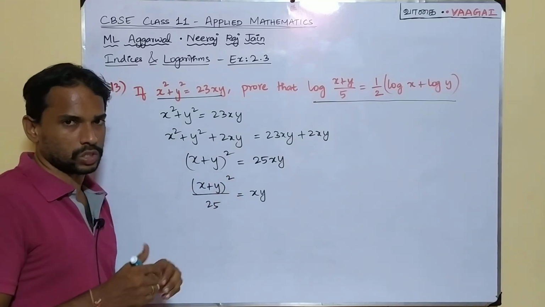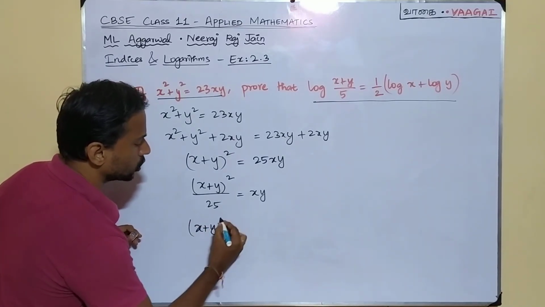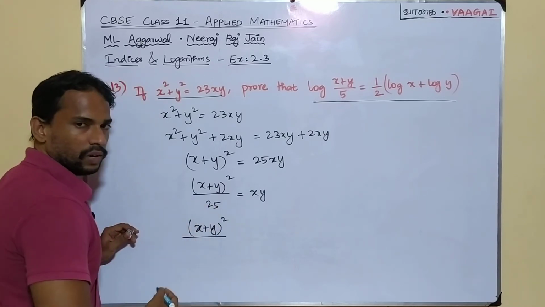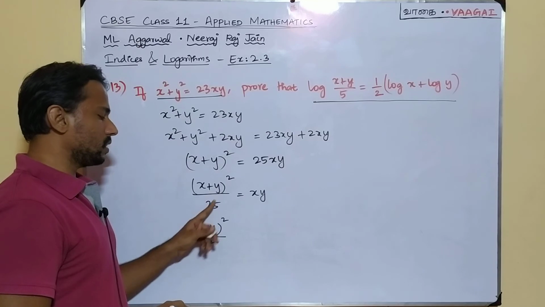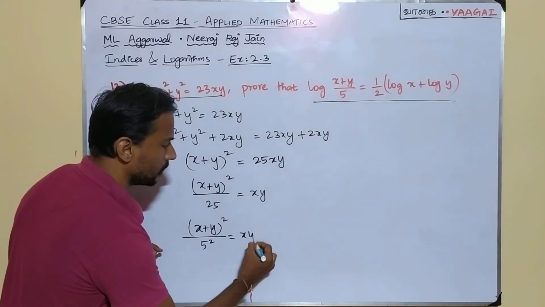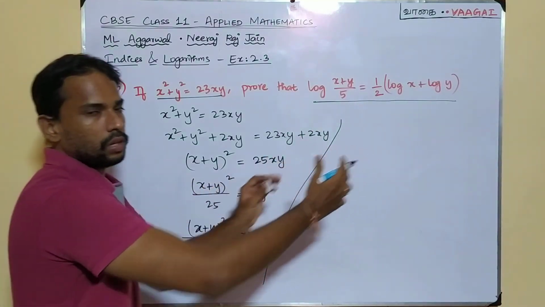This 25, I am going to adjust now. How am I going to adjust it? I am going to adjust it as (x plus y) the whole square divided by this 25, which I am going to write as 5 square, because 25 is 5 square. This is equal to xy, and let us just continue here on the right hand side. Okay, we'll just continue the steps there.